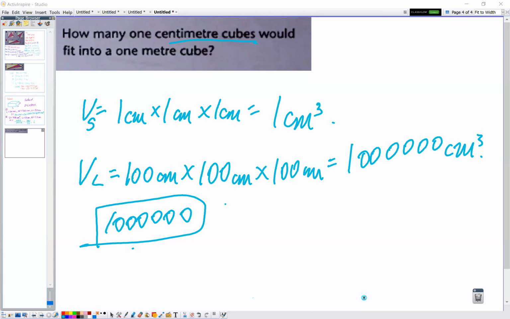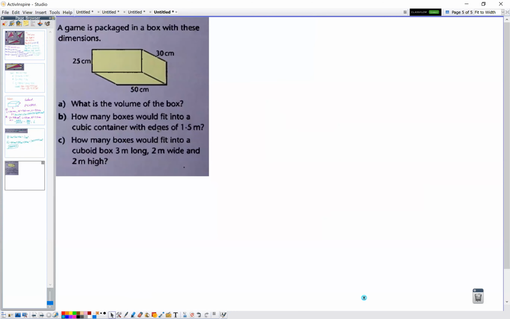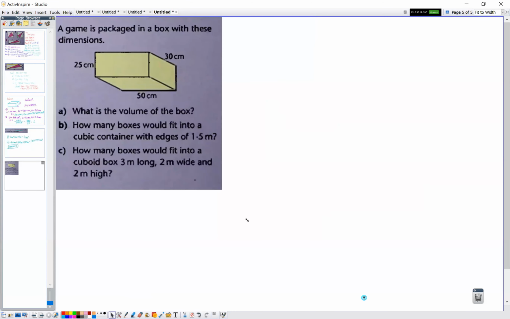The next question you're going to practice is a more complicated one. Can you please try this question? Let me put it on the board. Try this one and send me the answers. Once you have done, please try this one.